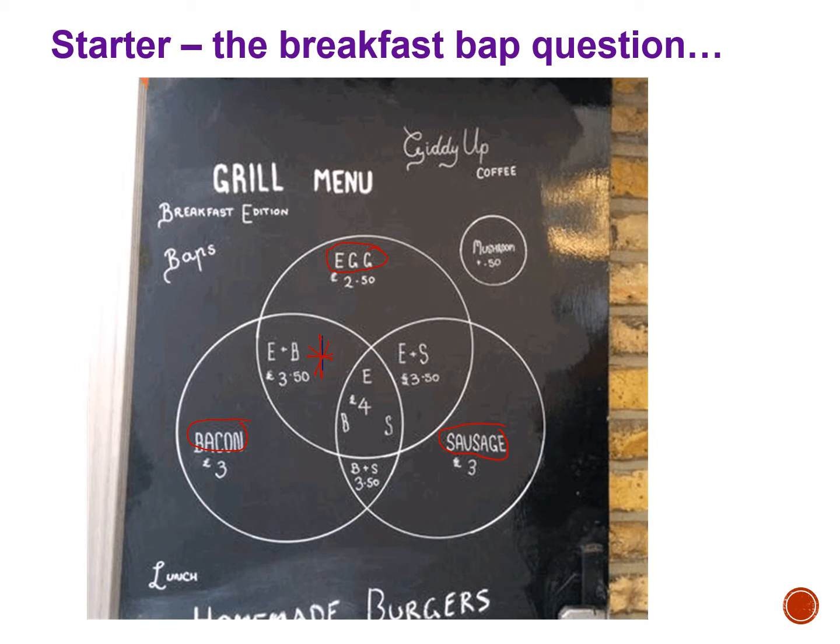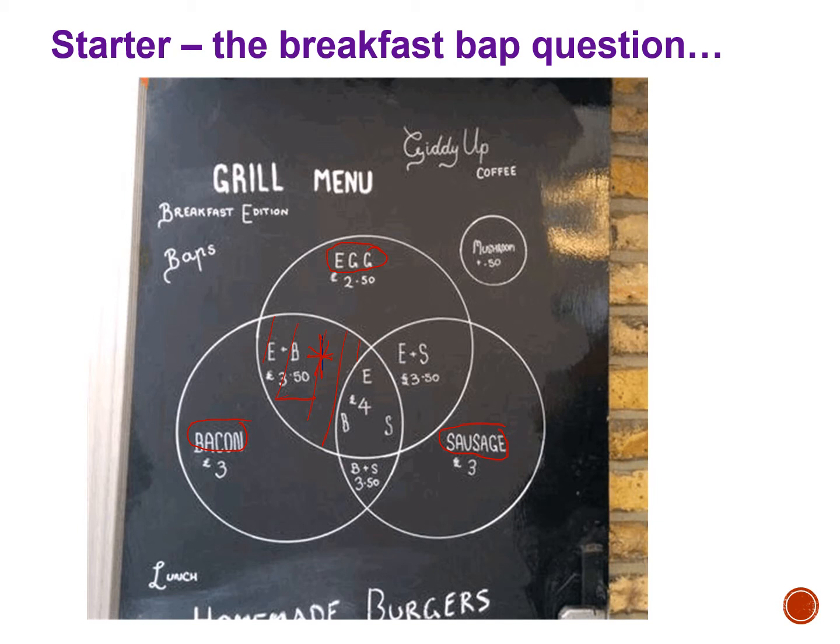So if we have a look at the section that I've put a star in, this section here. Now the price they've quoted is £3.50. What does that £3.50 cover? Well, it covers a breakfast bap that has both egg and bacon in it, because it's in both the egg and bacon circles, but it's not in the sausage circle, so it's just egg and bacon but without sausage, and that would cost you £3.50.